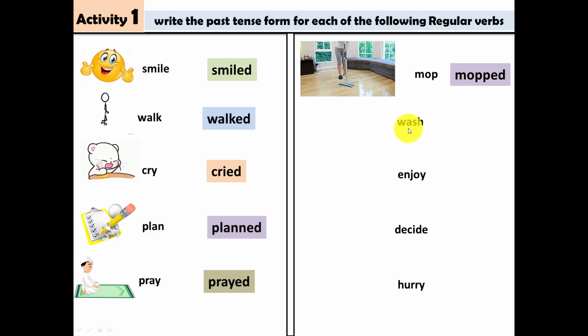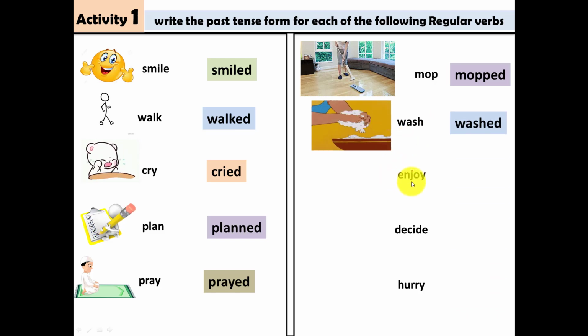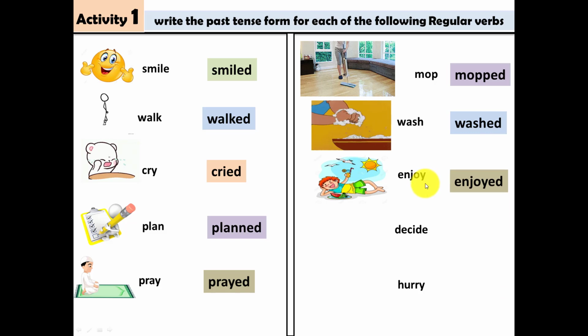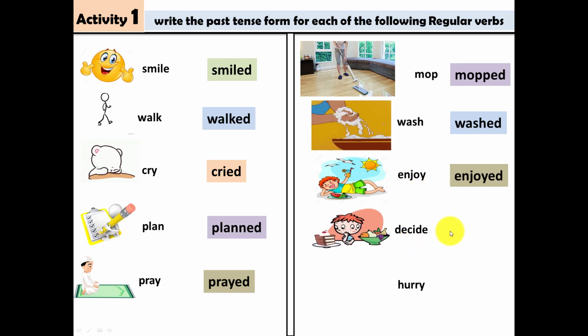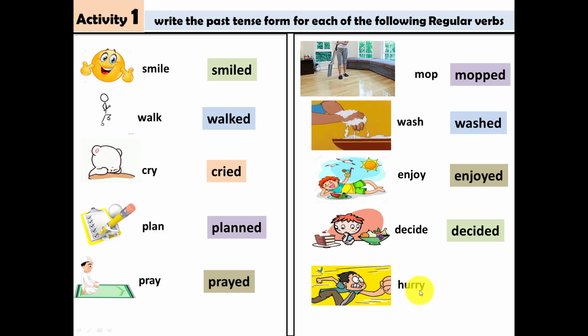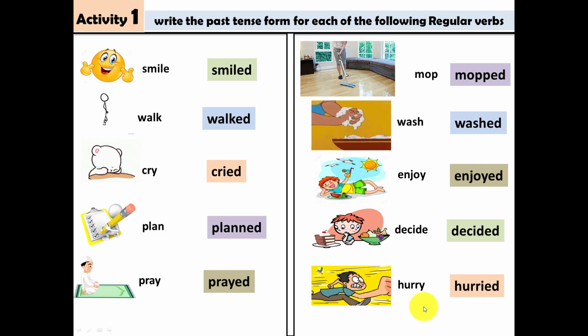Mopped. Wash. Good. Just ed. Enjoy. Well done. Just ed. Decide. Good. Decided. We just add a D because we have an E at the end. Hurry. Right. Hurried. We need to drop Y to write IED. Hurried. Well done.